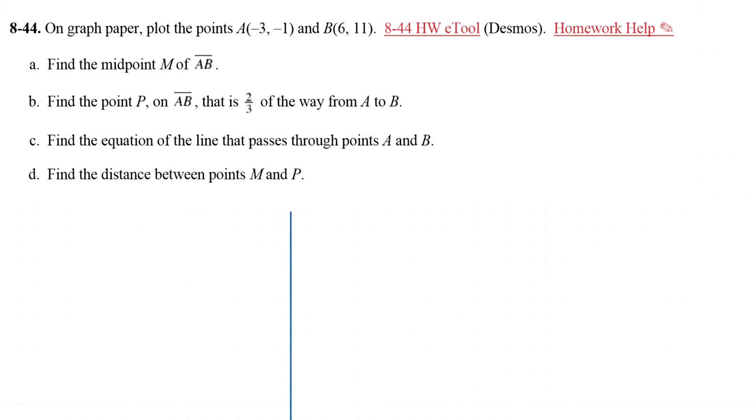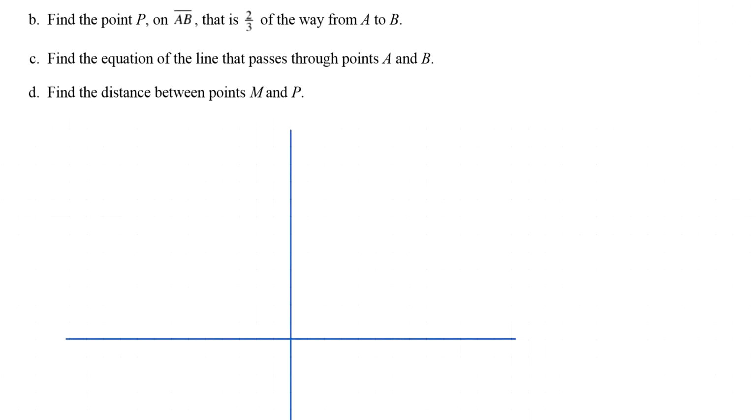844, on graph paper, plot the points A (-3, -1) and B (6, 11). And then what we want to do is find the midpoint M of segment AB. Alright, so let's plot those points. So -3, -1, 1, 2, 3, 1. So this is A.